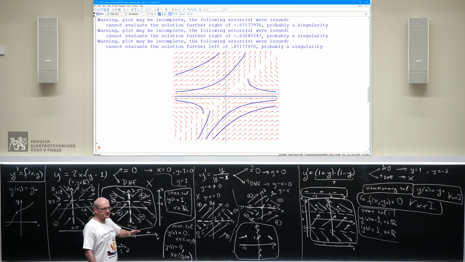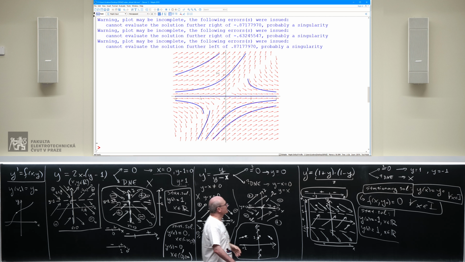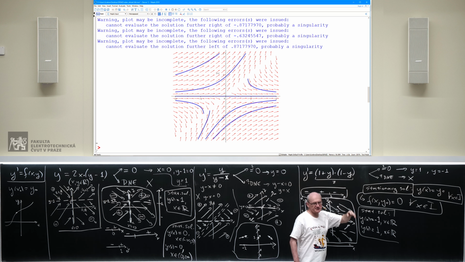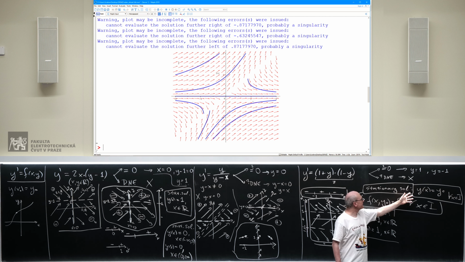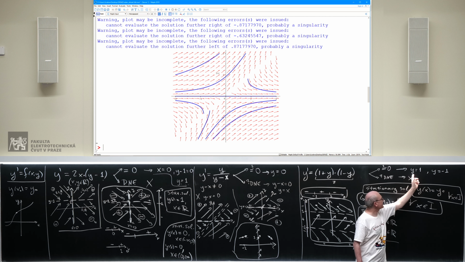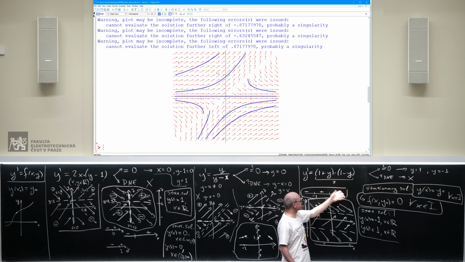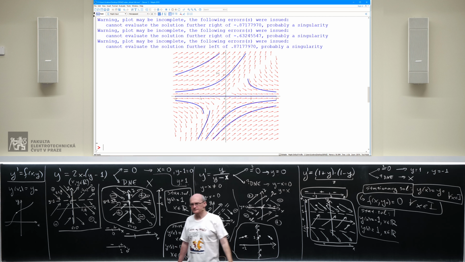And again, that's one of the questions I'm going to ask at the exam. When you get a differential equation, I will ask, sketch the slope field and tell me whether you see any stationary solutions. And you just look here, is there any y which makes the right-hand side 0? You write down the answer.